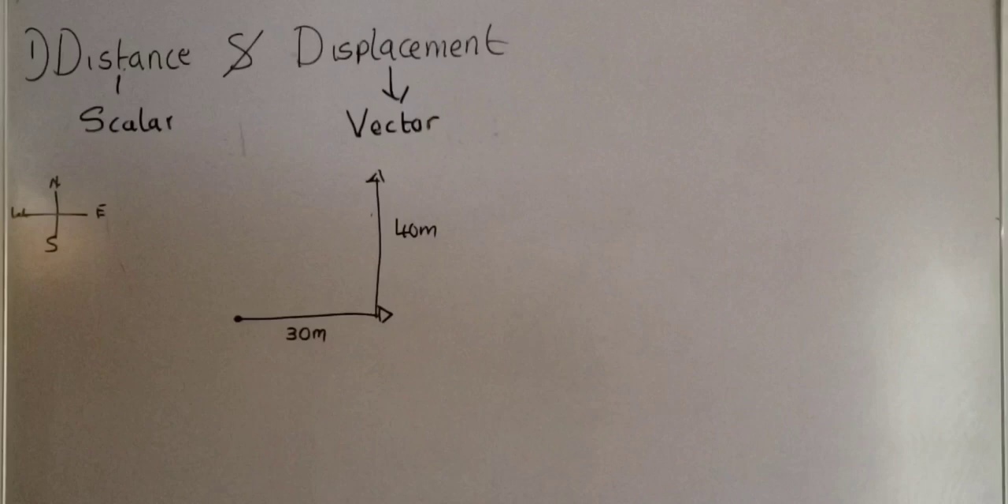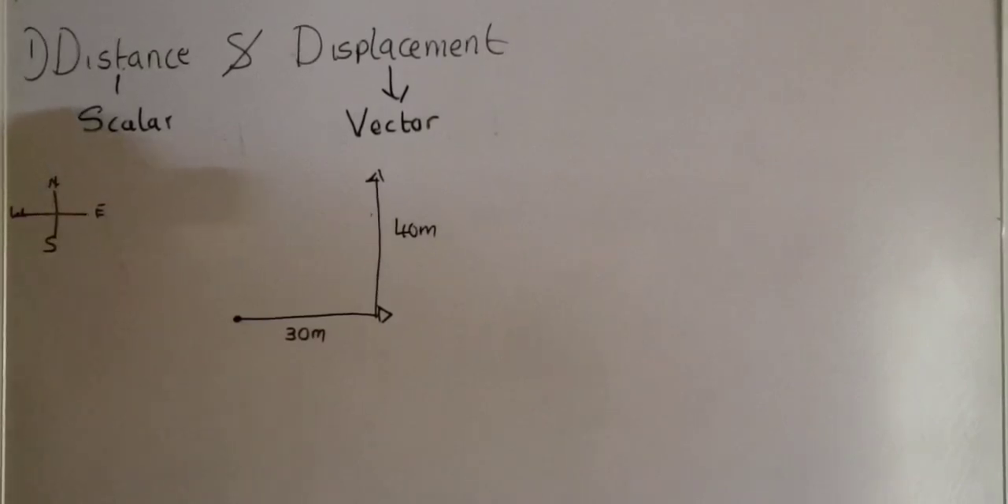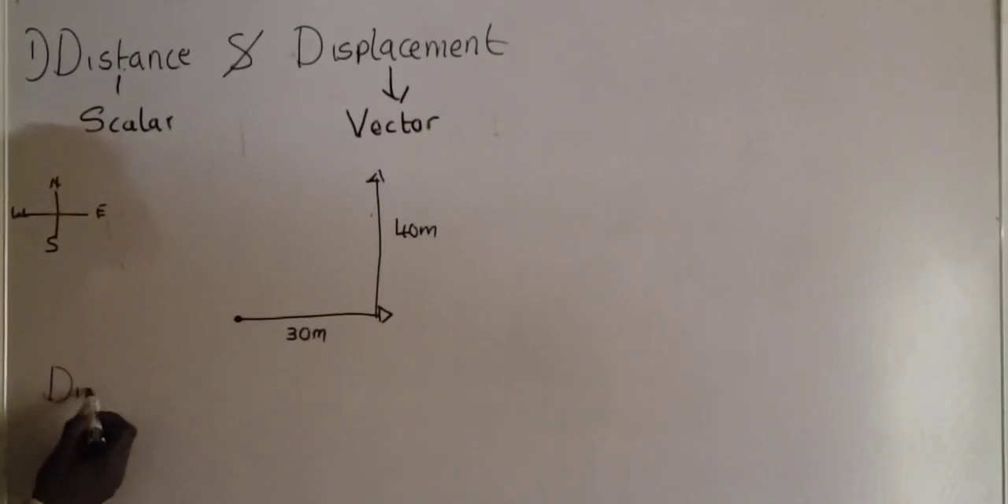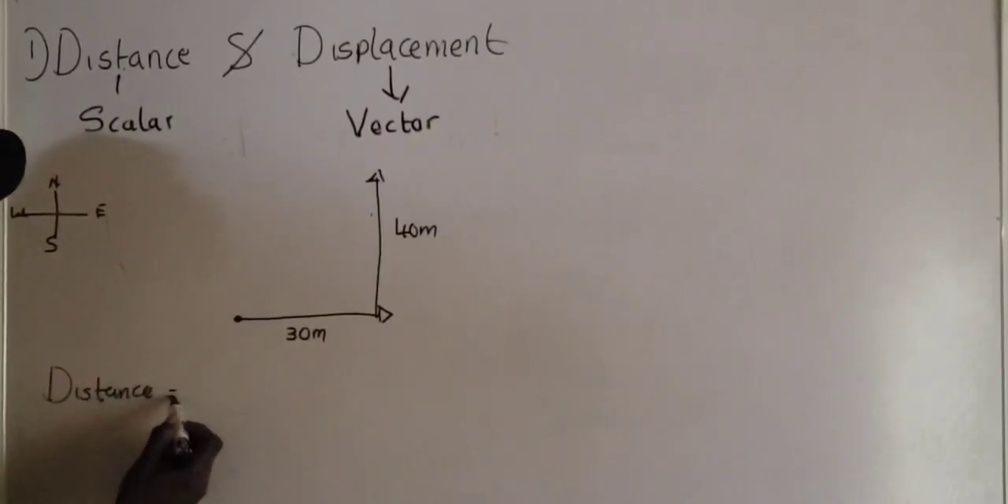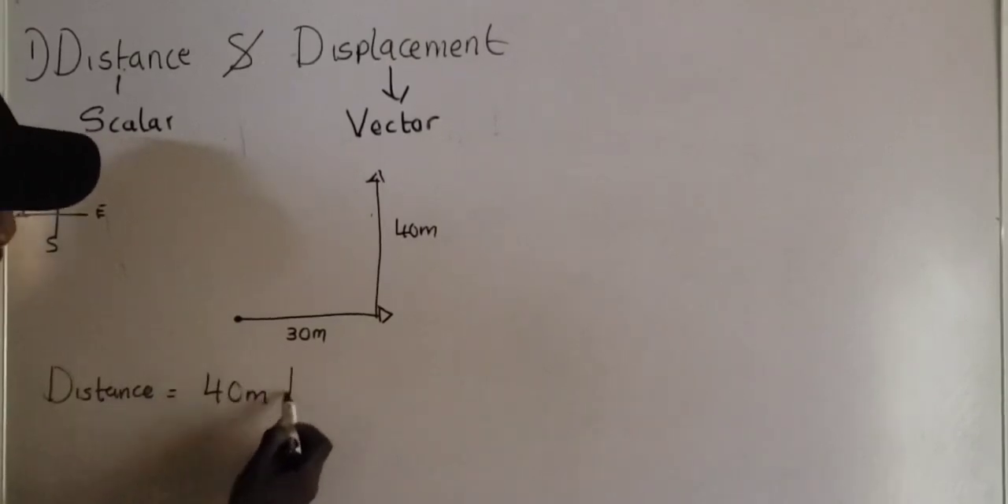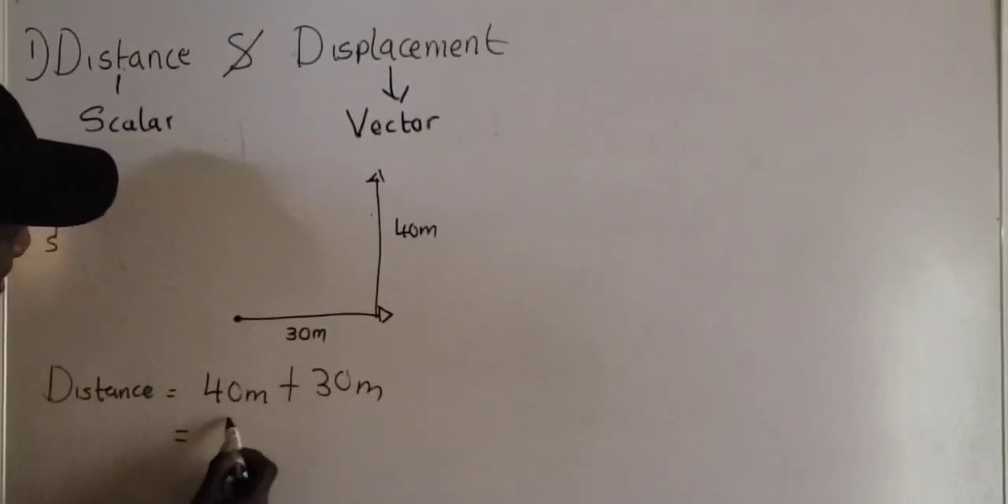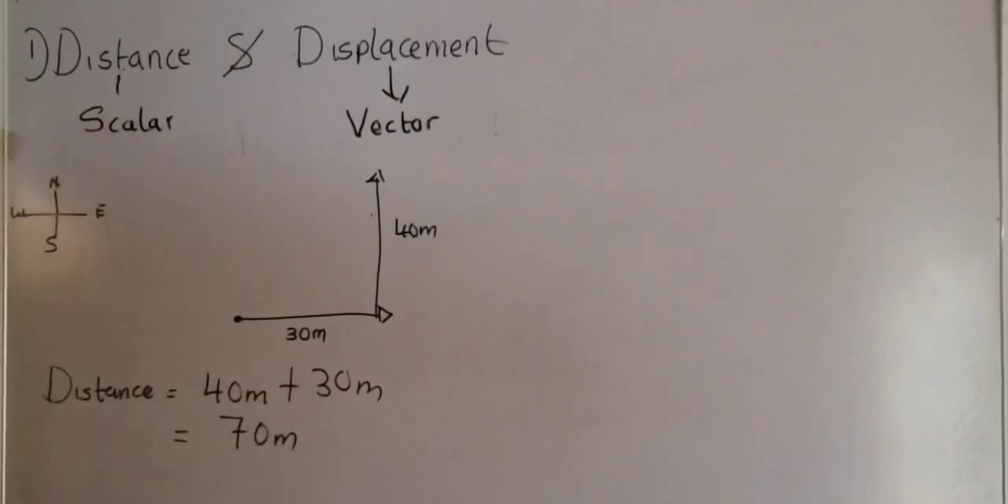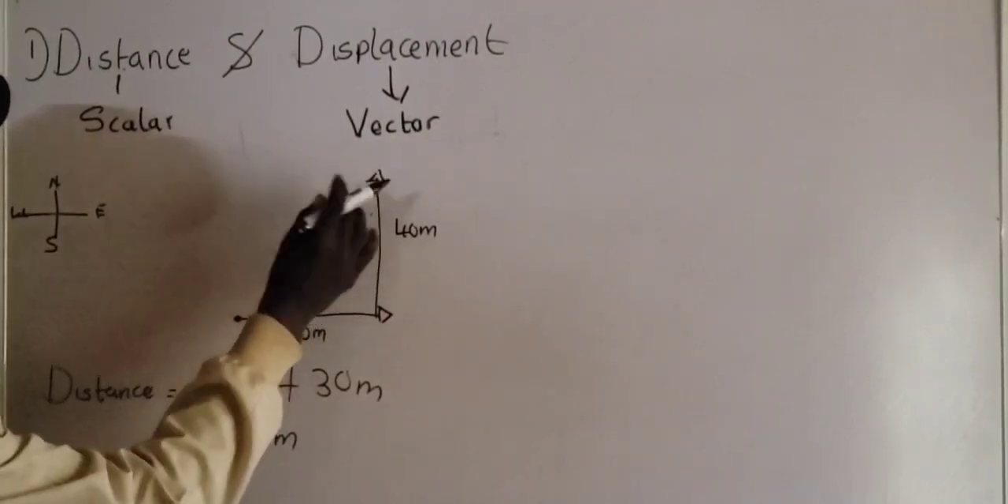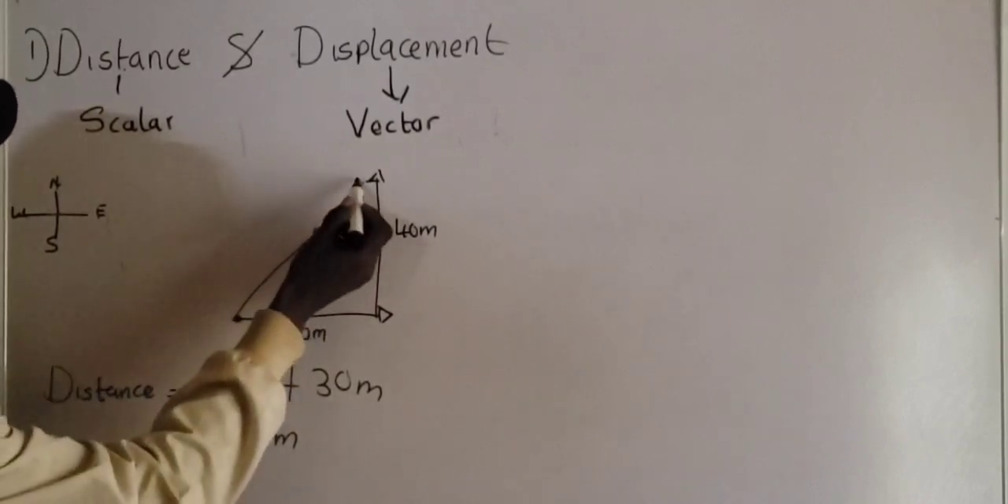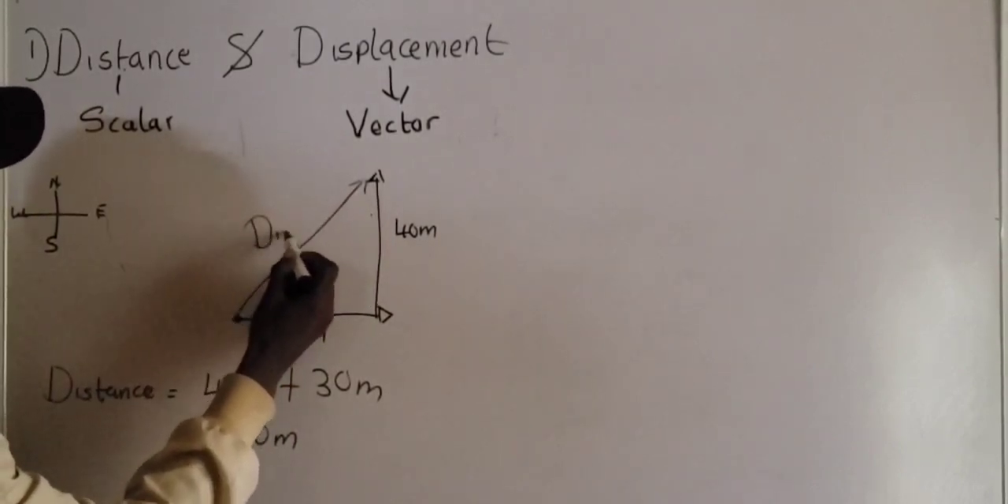Now, don't forget that I told you distance is the total length traveled by the object. Are you getting it? So the distance here is equals to the 40 meter plus 30 meter. You understand? The distance is 70 meter. Now, what of the displacement? The displacement is the shortest distance traveled by the object. In this case, the shortest distance traveled by the boy is the displacement of the boy. So the displacement here will be here. This will be the displacement.